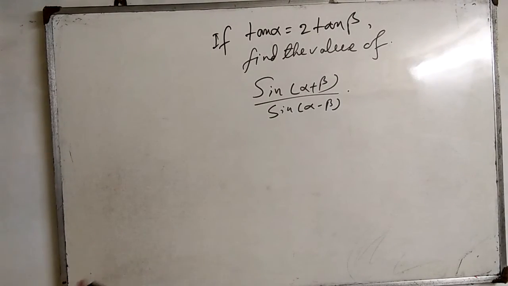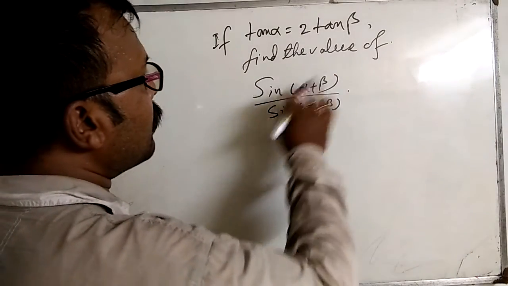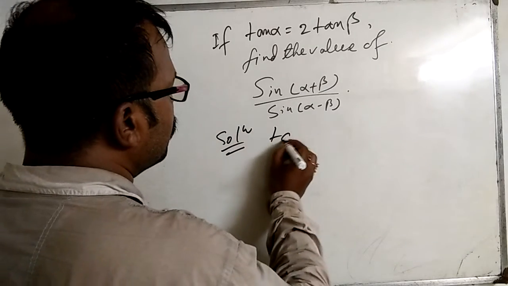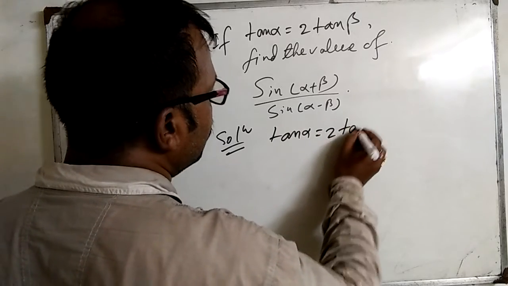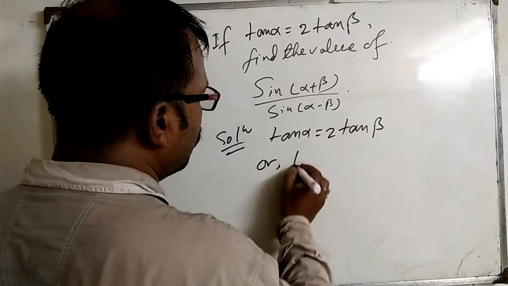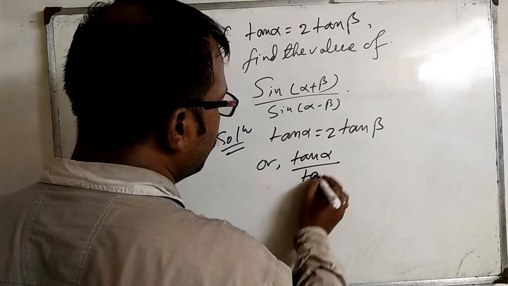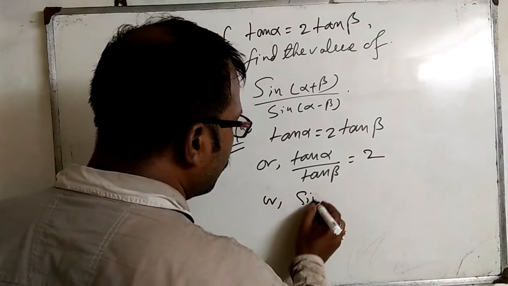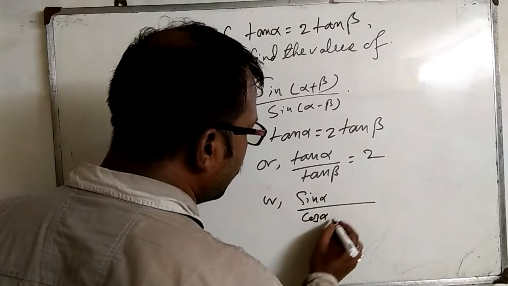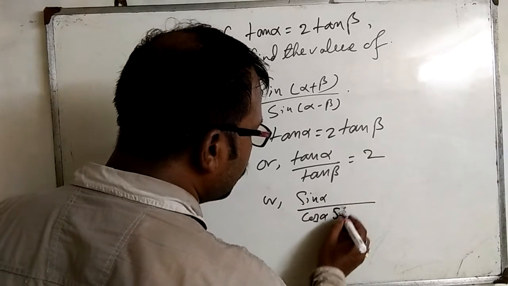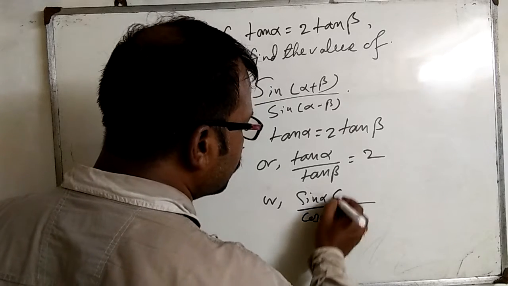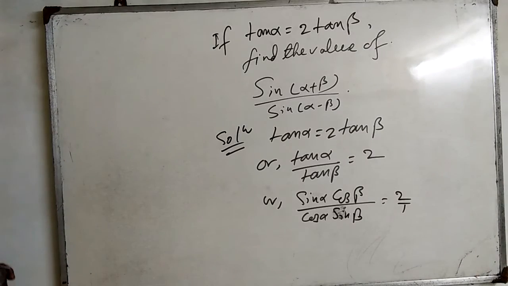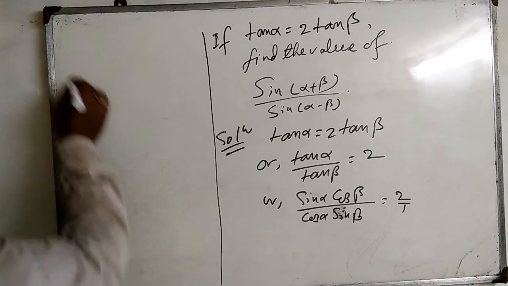Next problem. Tan alpha equals 2 tan beta. Then find out the value of that. I just start from tan alpha equals 2 tan beta, or tan alpha by tan beta equals 2, or sin alpha by cos alpha over sin beta by cos beta equals 2, that is 2 by 1. We just apply the componendo dividendo rule.